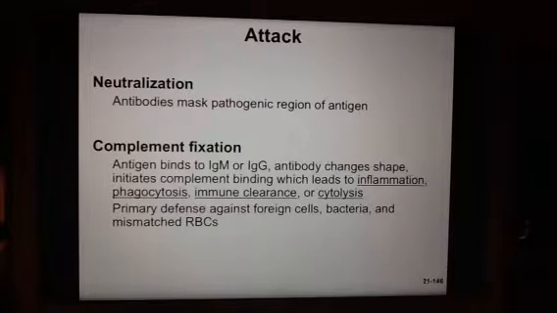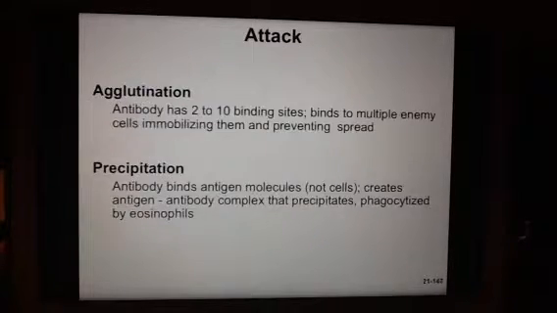So that's considered neutralization. An antibody is also able to initiate that complement system that we saw back in non-specific resistance that had the 4 mechanisms: inflammation, phagocytosis, immune clearance, or cytolysis. So all of those ways were essentially a way that the antigen gets destroyed, for lack of a better word, but it is our primary defense against foreign cells, bacteria, and red blood cells that are not the correct type.